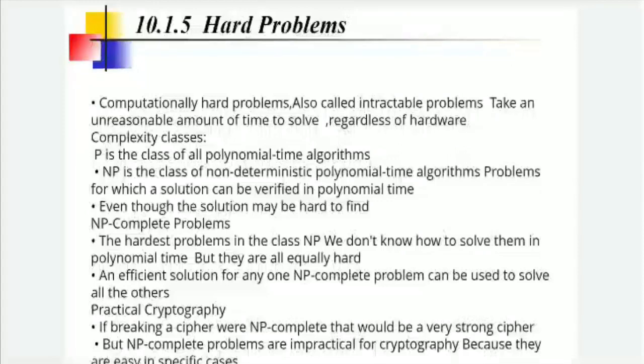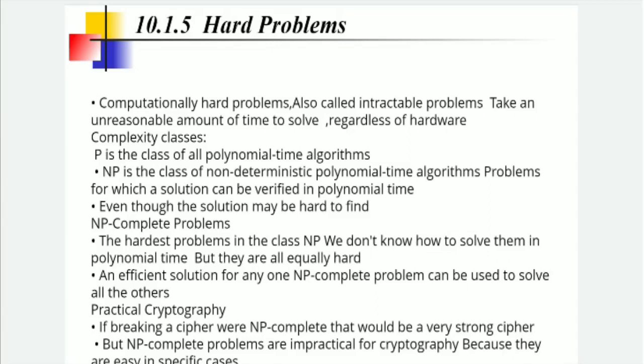Now let us discuss hard problems. In mathematical computations, hard problems, or intractable problems, are those problems which take unreasonable time to be solved, regardless of the hardware on which they are implemented.